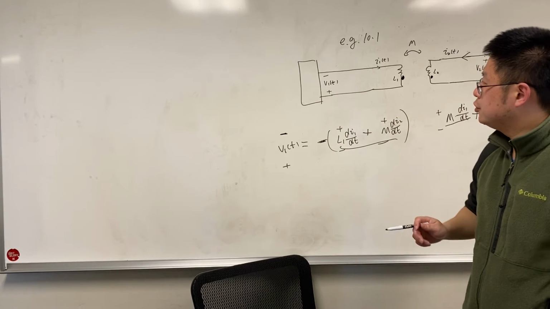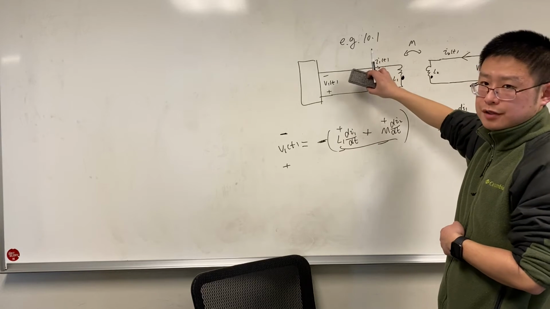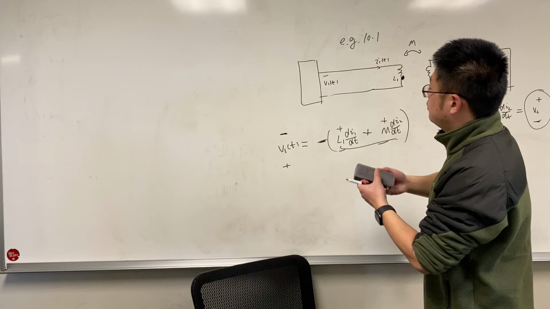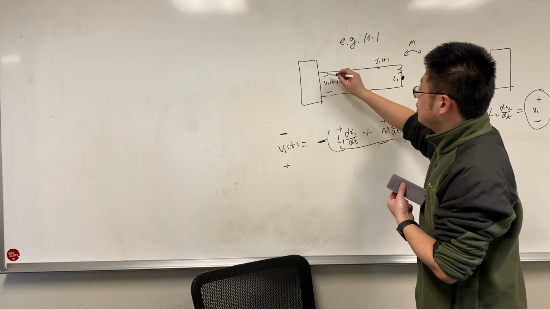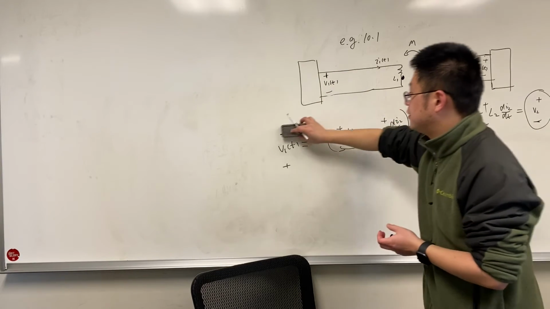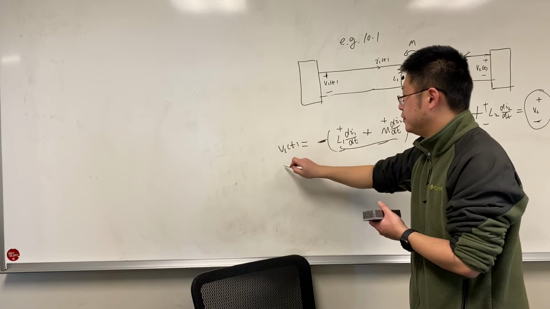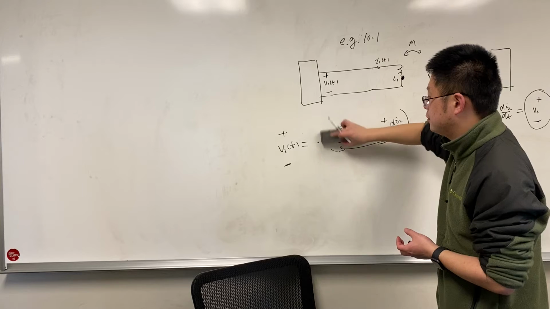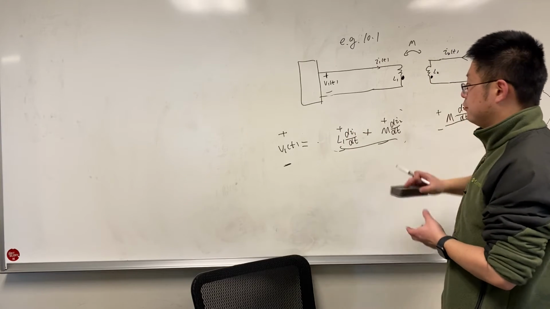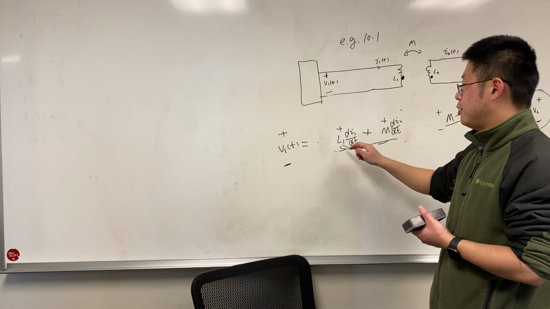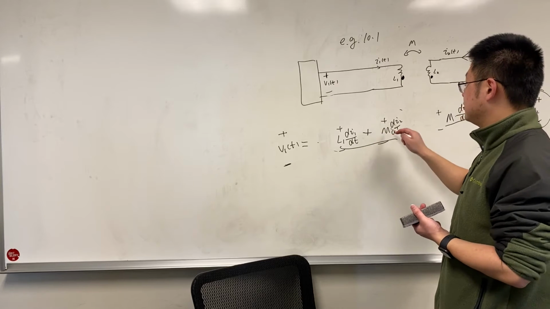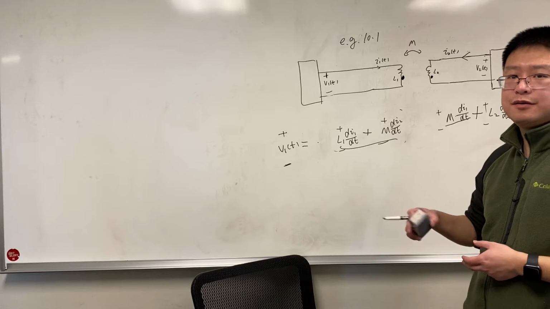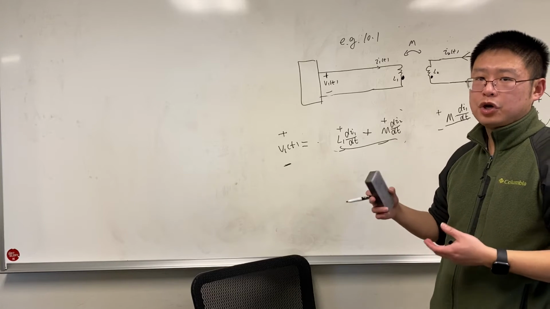If we reverse the reference direction of V1, for example, we put the negative here, positive here, then we remove this negative sign, right? So V1 equals L1 di1/dt plus M times di2/dt. So this is one example of the dot convention.